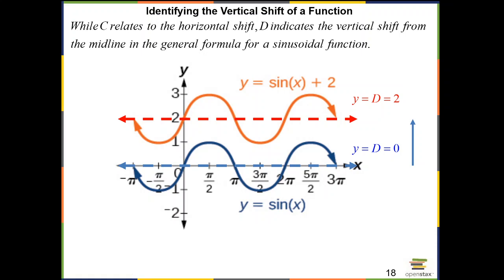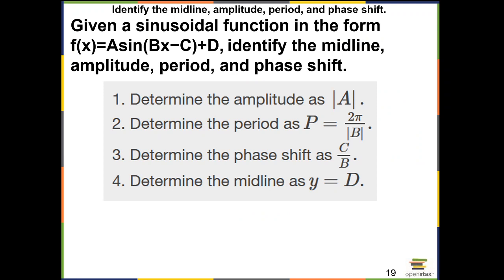All right. So while C relates to the horizontal shift, D indicates the vertical shift from the midline, and we talked about that already. So basically it moves the graph up and down, and I showed you in the animation already. Given a sinusoidal function in this form, identify the midline, amplitude, period, and phase shift. So these you should be able to do right away.